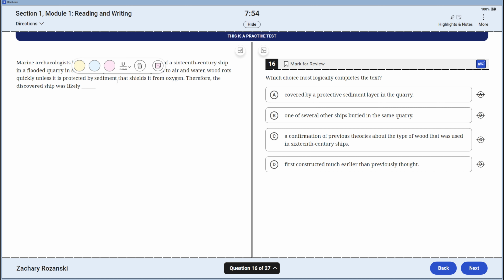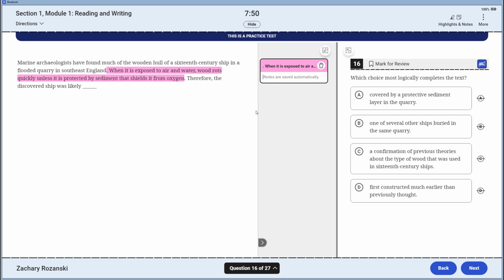Therefore, the discovered ship was likely, go back a sentence: when it was exposed to air and water, wood rots quickly unless it is protected. I don't know how to contextualize that, so I have to go back one more sentence. They found a wooden hull in a flooded area. They found wood without protection of sediment rots. Therefore, the discovered ship was likely protected is going to be my anticipation. Covered by protected. Yeah, A is giving me exactly one of several.